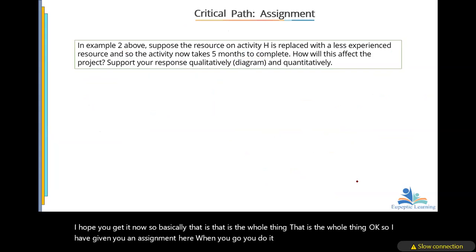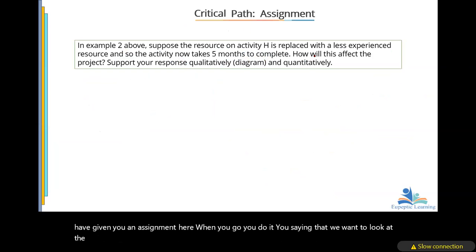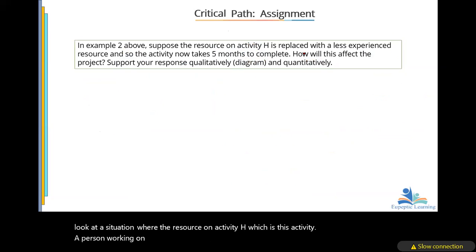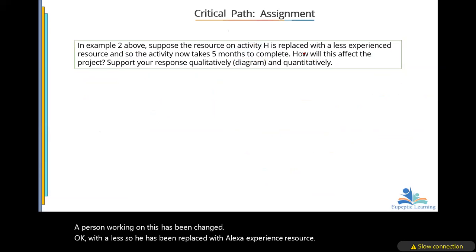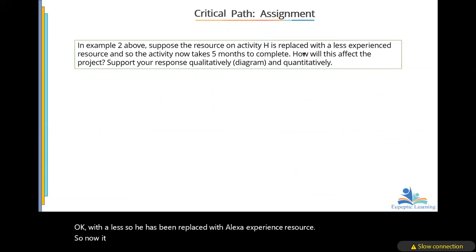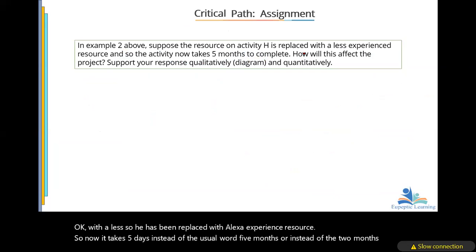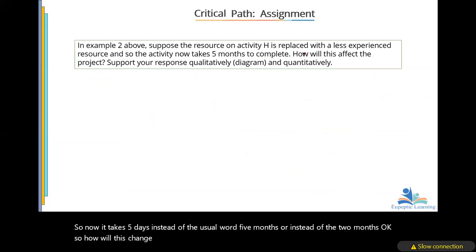You're saying that we want to look at a situation where the resource on activity H, the person working on this, has been changed, replaced with a less experienced resource. So now it takes 5 months instead of the usual 2 months. So how will this change affect the project? Support your response qualitatively and then quantitatively.